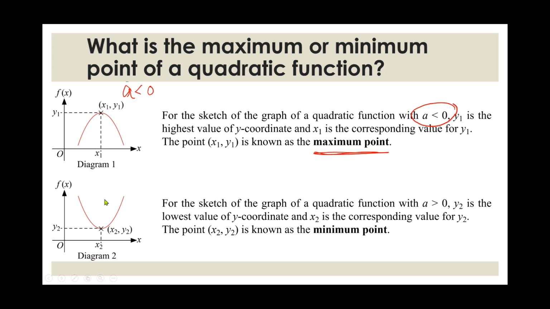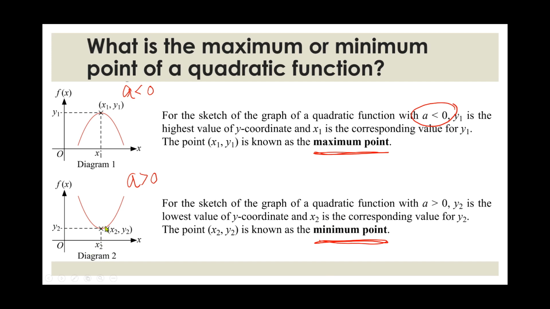When it is like this, you know that the value of A is greater than 0. So the part that is at the bottom of this one, we will call it what point? The opposite, that will be the minimum point. So the corresponding value for Y, the X2, Y2, is over here. This is the minimum point.